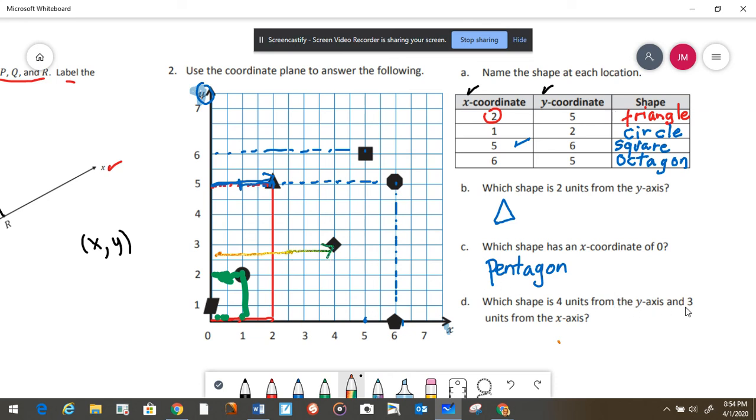And then it says 3 units from the x-axis. From the x-axis, this is your x-axis. Remember that. That's going to be 3 units high going up. That'll be 1, correct? No, 1 is right here. 2, 3. So that will be 3 units from the x-axis, and the answer will be, I think, that's a diamond. Diamond.